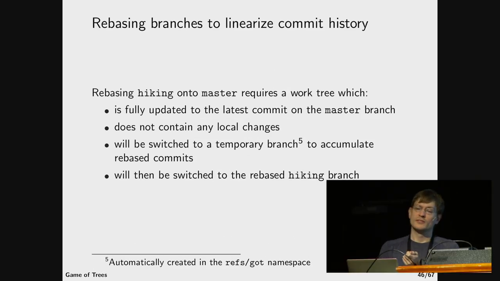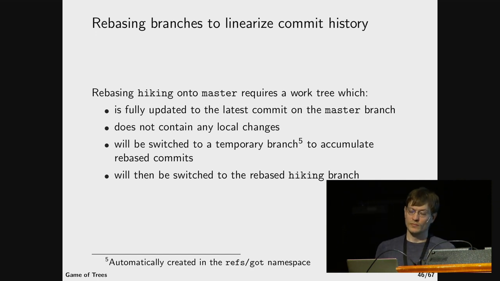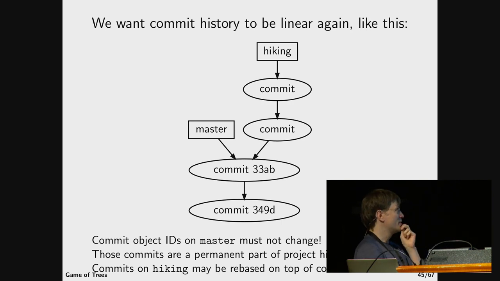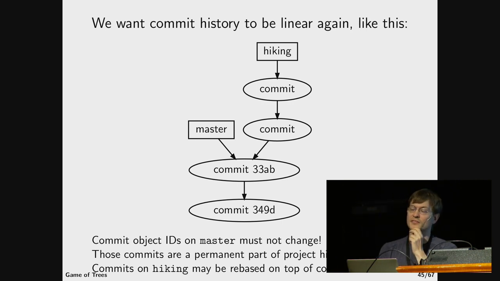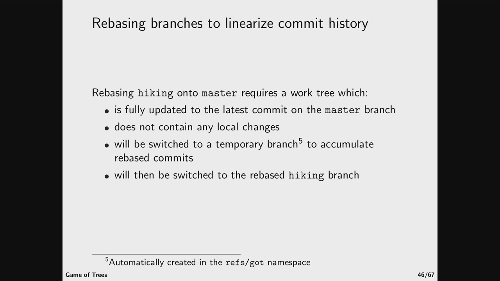So to rebase, you need, again, a work tree. And this time, this work tree comes from commit 33AB, and it's on the master branch, because that's where we want to rebase hiking on top of. So we basically get the base that we want this history to be applied onto. And we're not allowed to have any local changes in this work tree because that just avoids unnecessary merge conflicts.